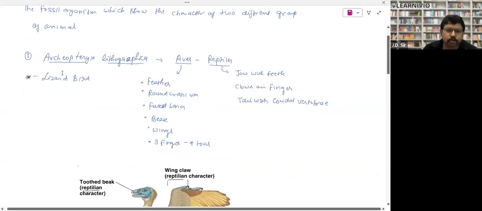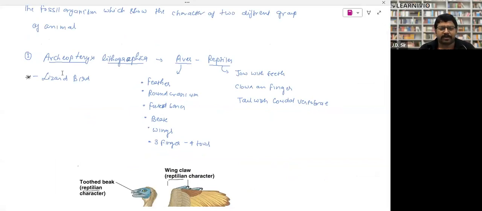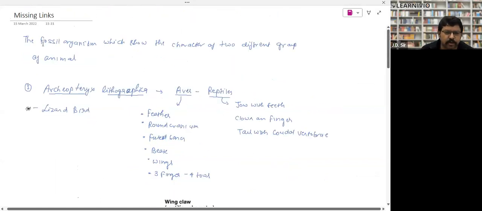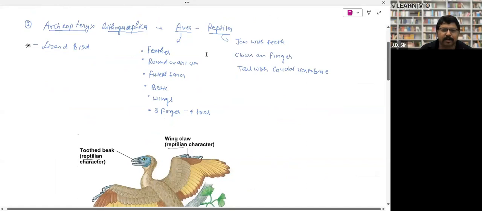Archaeopteryx lithographica, this you must have. Asked a number of times. What characteristics of birds does it have? What characteristics of reptiles does it have? I have written the characteristics of birds and reptiles, right? The fossil organism which shows the characters of two different groups is called a missing link, right? So this is the correct one. This is Archaeopteryx lithographica. It is called the lizard bird. Even this question I've been asked. These are the characteristics of birds present in this bird, and these are the characteristics of reptiles. Note down or take the screenshot, whatever you want.